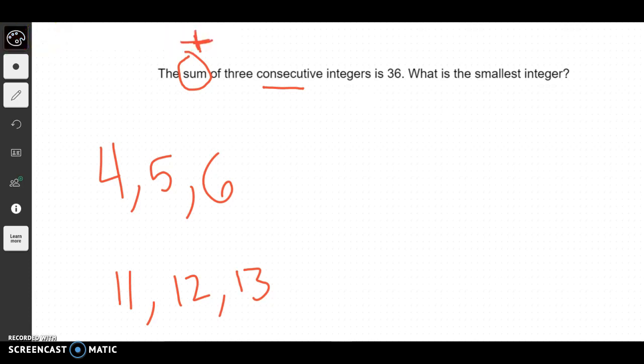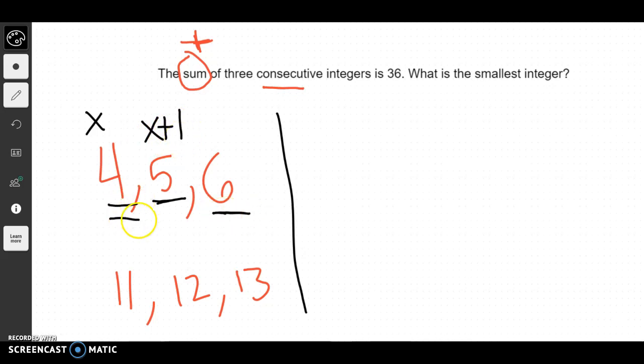Well, if you just look at the two examples of consecutive integers, we didn't know this first number, and 4 wasn't right to begin with. So let's just call it x. We know we're going to have some starting number. How much bigger is 5 than that? Well, it's 1 more. And how much bigger is 6 than 4? Well, that would be 2 more.